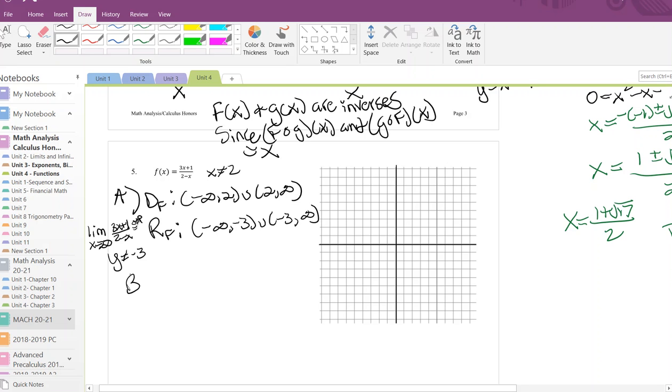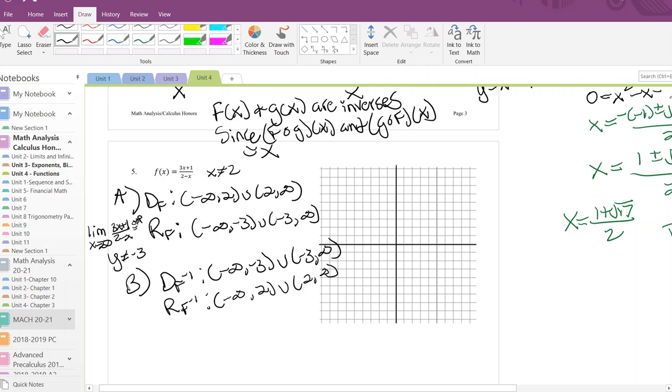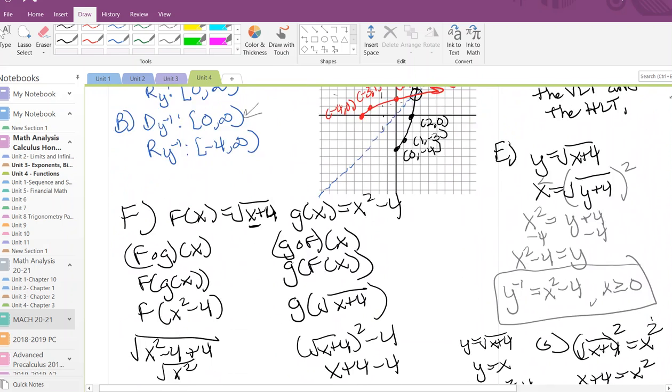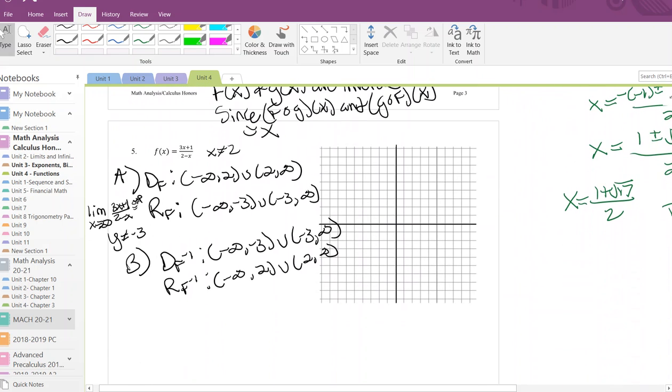So for part B, the domain of f inverse is going to be from -infinity to -3, and -3 to infinity, and the range of f inverse is from -infinity to 2, union 2 to infinity. All right, so then it asks you to graph these. So we're going to first graph the function.